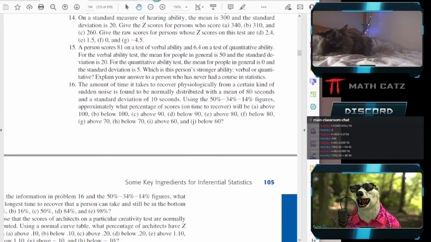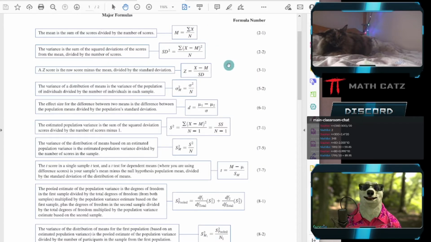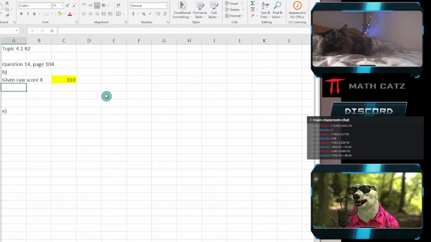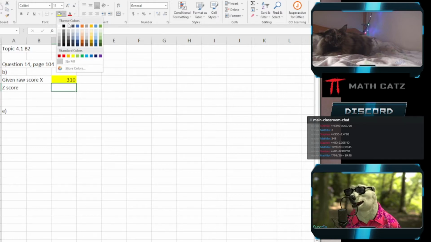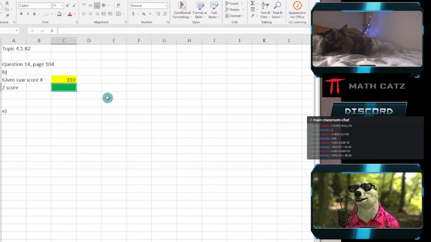Now I reference the formulas in that same book. We have these formulas. Look at 3.1, where we calculate a Z score: the raw score minus the mean over the standard deviation. So we'll use this formula in Excel. So let's say here, Z score, I'll put it over there. I'm going to color it green to remind myself this is a formula cell where I do a calculation. So now let's do it. In brackets, the numerator takes the raw score.